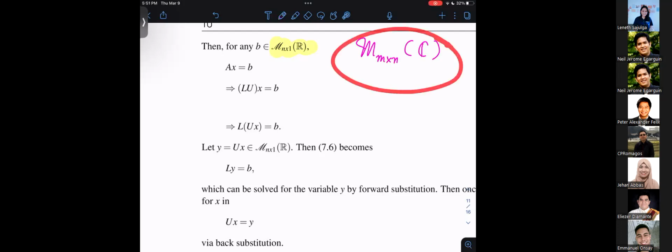This is the set of all matrices with m rows and n columns and whose entries are complex numbers, right? But from time to time, I'll shift from real entries to complex entries, but the algebra is still the same, right?